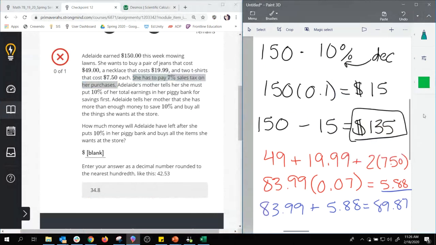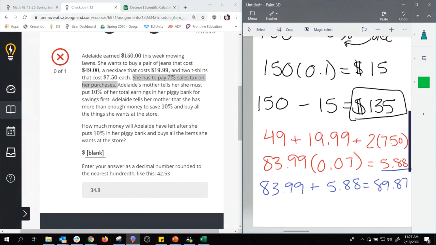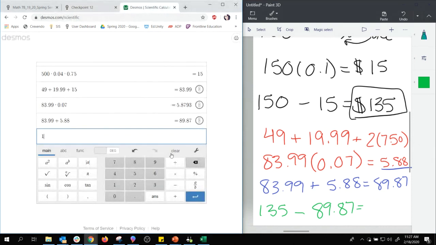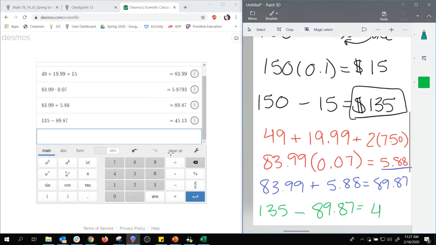All right. Now, we're finally at the very last step. I want to know how much money she's going to have left over after she purchases all of her clothes and deposits into her piggy bank. So she has 135 after she deposits in her piggy bank, and she's spending $89.87. So to figure out how much she has left, we'd want to subtract them, like Natalie said. So let's do 135 minus 89.87. And we get $45.13.